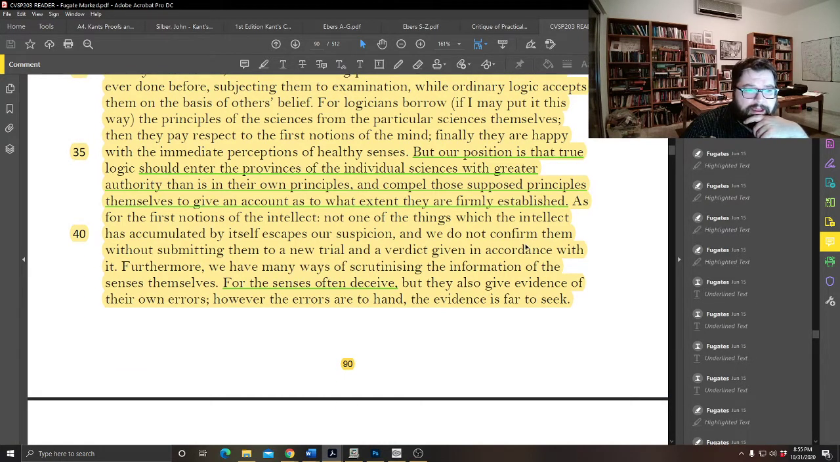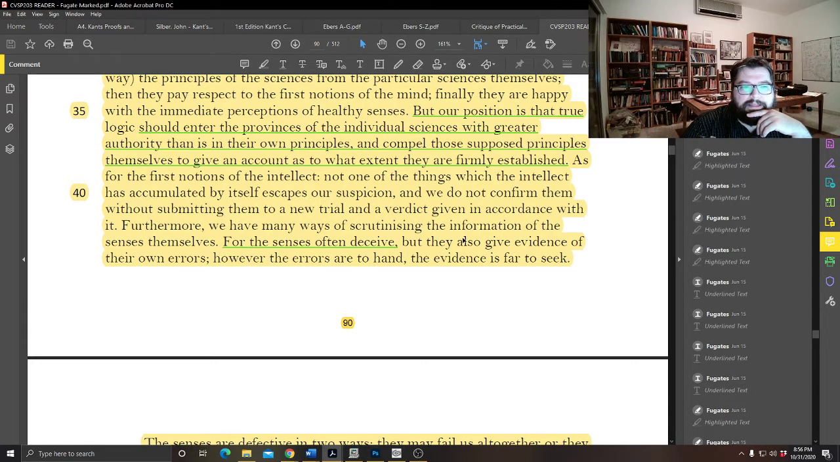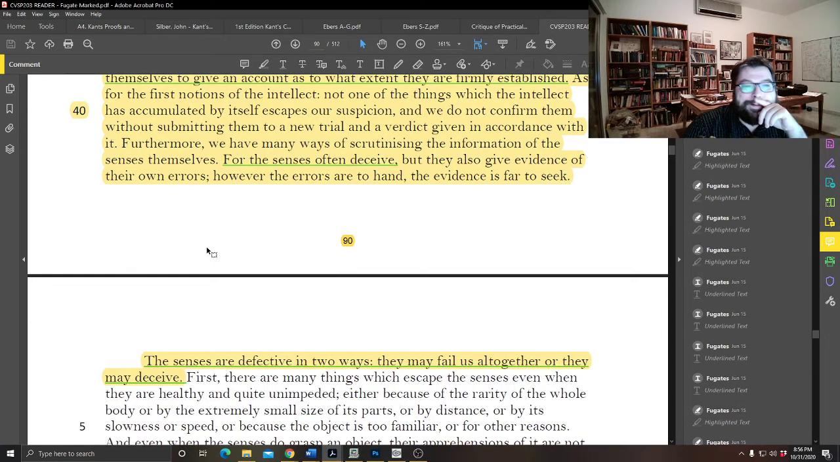And we do not confirm them without submitting them to a new trial, the first notions, and a verdict given in accordance with it. Furthermore, we have many ways of scrutinizing the information of the senses themselves. And here's a key point that is often not noticed or at least underestimated, which is that although Bacon is often called an empiricist, and we've seen what's dangerous about the use of that term, still, no matter what, he is put in line with a lot of people who believe that the fundamental foundation, of course, of science is sense experience.